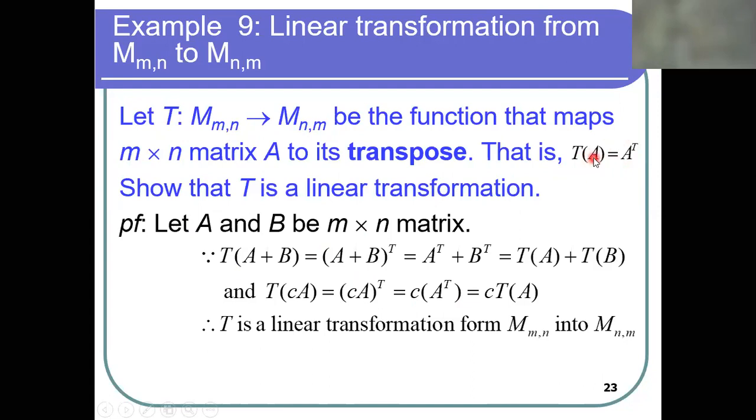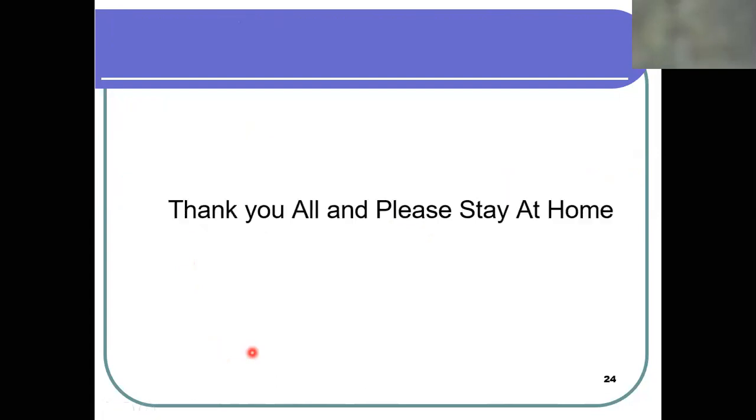If you give any element in the domain of order m cross n, the output will be an n cross m matrix, its transpose. So you have to prove whether it is a linear transformation or not. You can just see it and take it as homework.